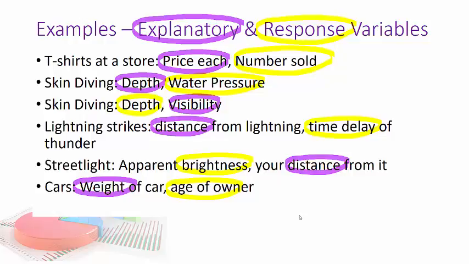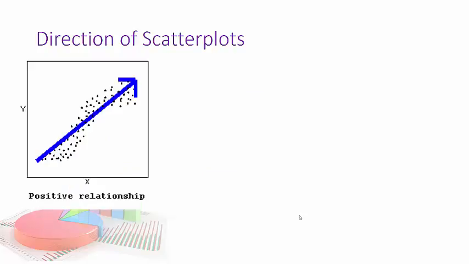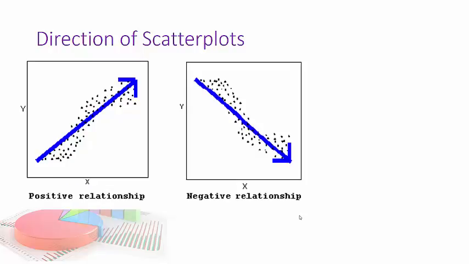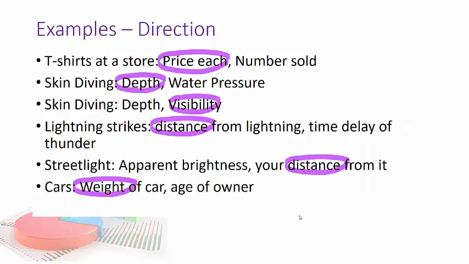Okay, so once we've determined explanatory and response variables, the next thing we like to look at is direction. And there basically are three answers. You have either a positive direction based on a positive relationship, a negative direction based on a negative relationship, or nothing. And so those will be your three answers on direction. Either there's a positive, a negative, or nothing. All right, so let's go back to our examples. And I've circled the explanatory variable because it's easier for me to think of direction that way.